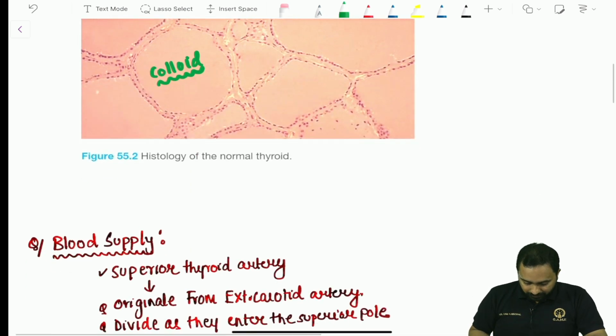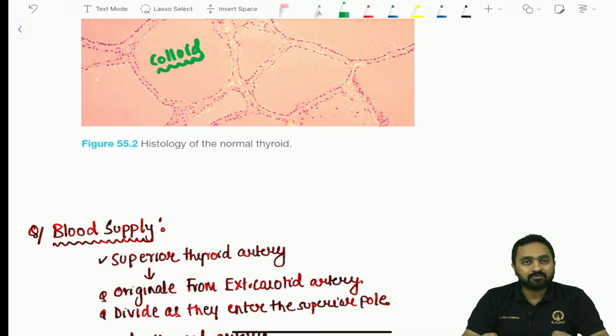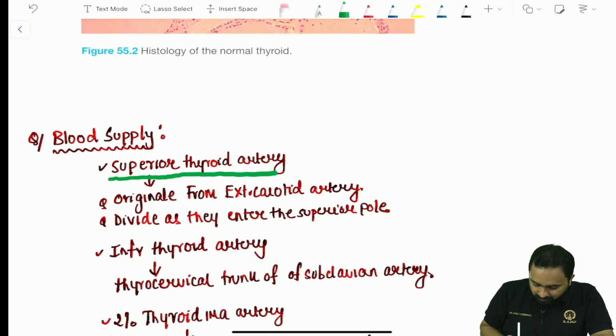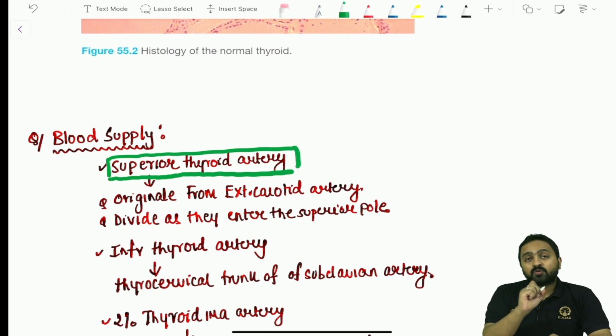on them. Now, regarding the blood supply of the thyroid gland. This is a very important aspect because when you come down to the surgery of the thyroid gland, this is where it plays a very important role. Now, the first important blood supply is your superior thyroid artery. Now, regarding the superior thyroid artery, what questions can they ask?